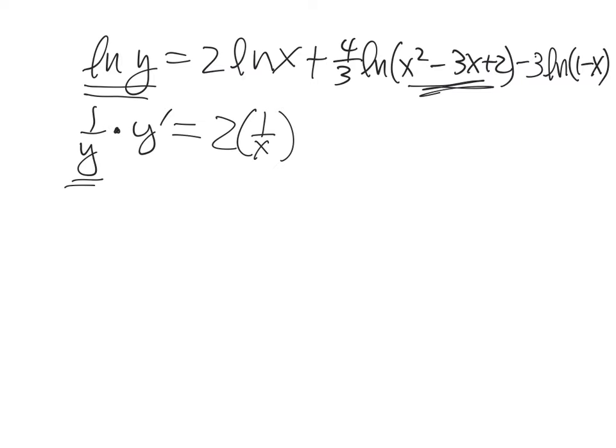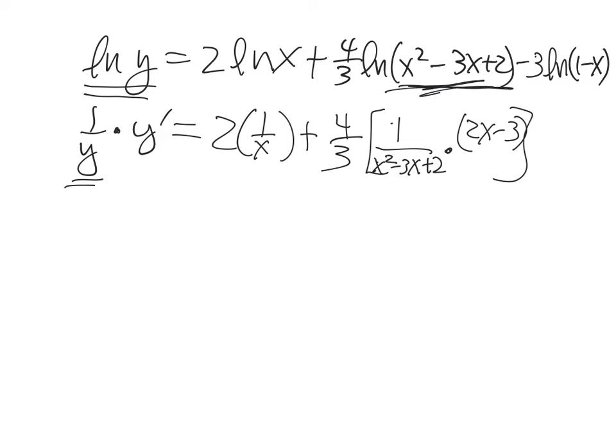So derivative of natural log of x, well, that's about as easy as you can get. 4/3. Now this one will have 1 over the inside, and then times the derivative of the inside, and then minus 3, 1 over the inside, times the derivative of the inside. In this case would be just the -1. Be careful with those signs. 1 minus x, you need your -1 out there.